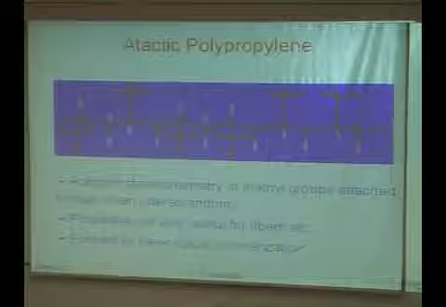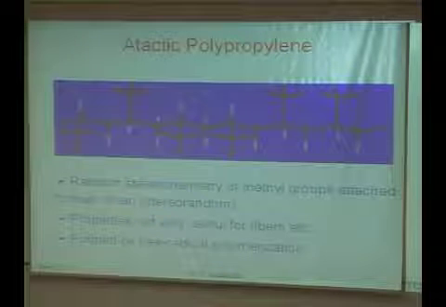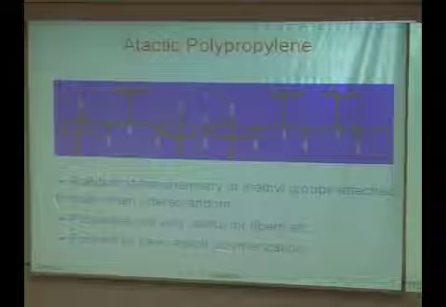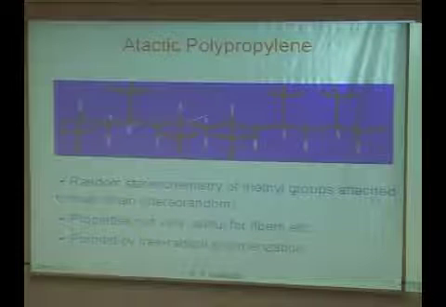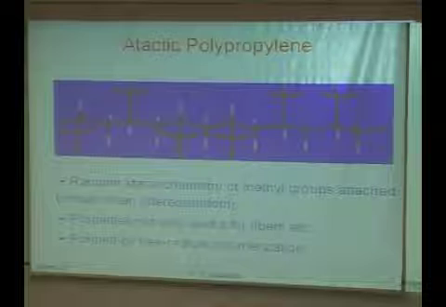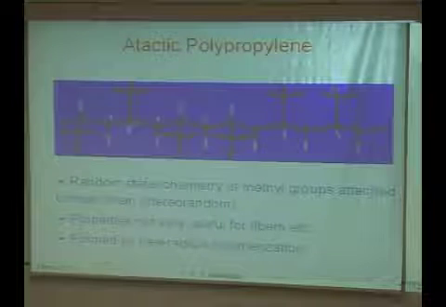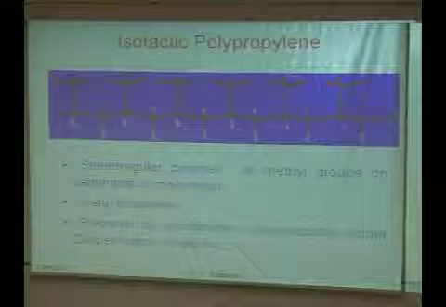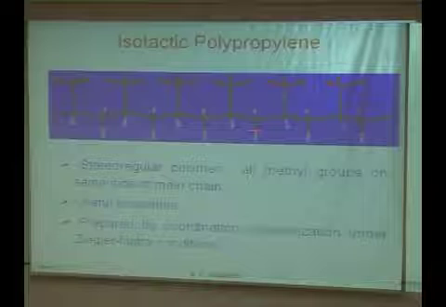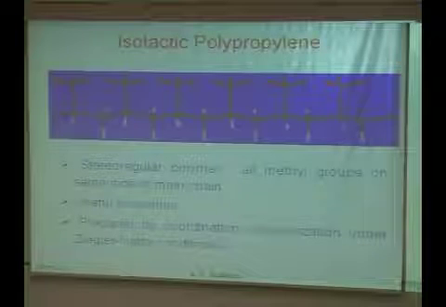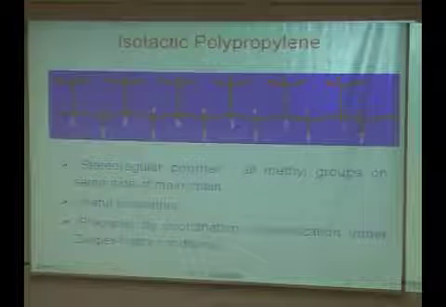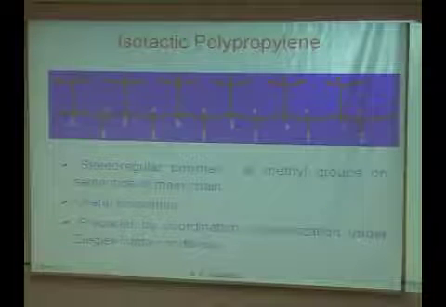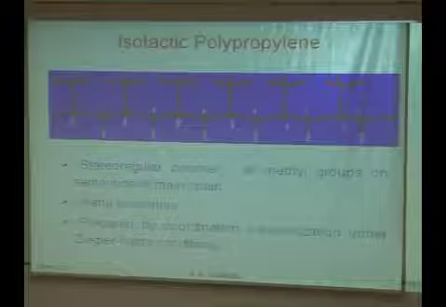In fact, the properties of an atactic polypropylene are not very useful, particularly for applications like fibers. And the mechanism that we will be talking about in the formation of atactic polypropylene is the free radical polymerization. Another stereoregular polymer, which is very useful, is called the isotactic polypropylene. In the isotactic polypropylene, you have all methyl groups hanging on the same side of the chain. Now, this is formed under conditions called the Ziegler-Natta conditions. In fact, Ziegler and Natta received a Nobel Prize for their work on polymers.